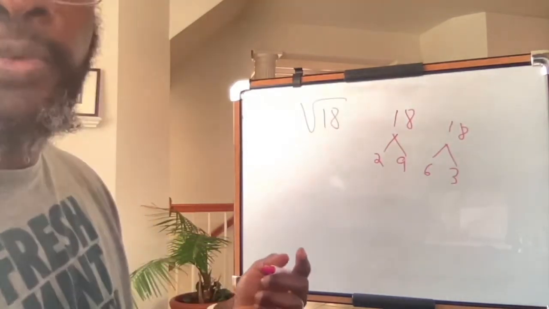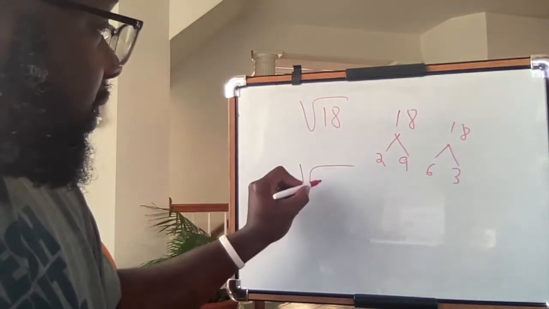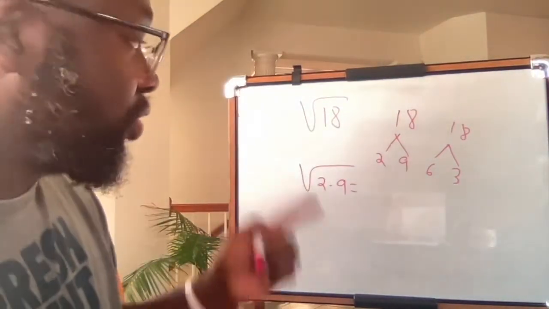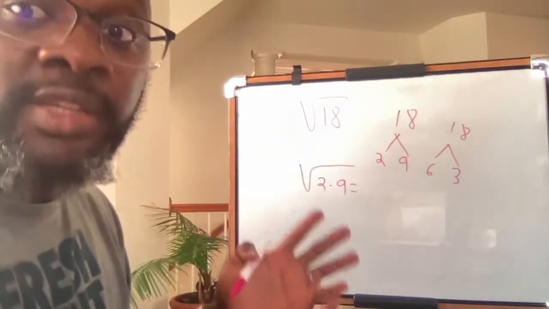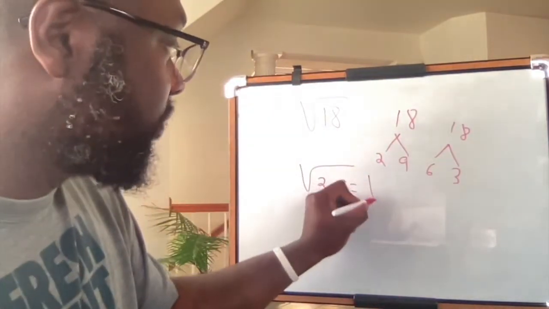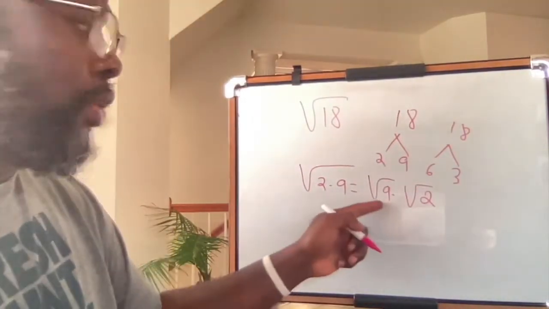We just learned a couple of rules and we're going to apply those rules because they're going to help us. The square root of 18 is the square root of 2 times 9. And we said earlier that square root of ab is the same as square root of a times square root of b. So this can be written as square root of 9 times square root of 2. Now I know square root of 9.